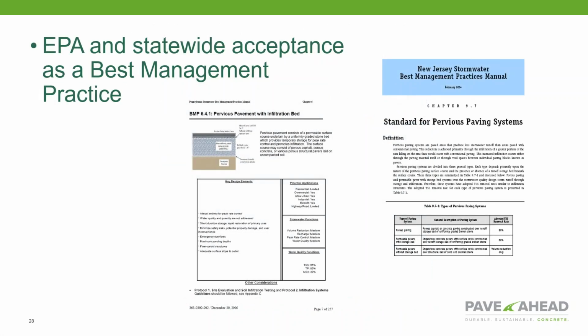Now, if you're wondering if your state approves of pervious pavements, look at your Department of Environmental Protection or whatever your state agency is called. You'll find that every single state deals with best management practices and has a section dealing with pervious pavements. There are three types of non-proprietary pervious pavements out there: concrete, asphalt, and pavers. There are pros and cons to all of them.